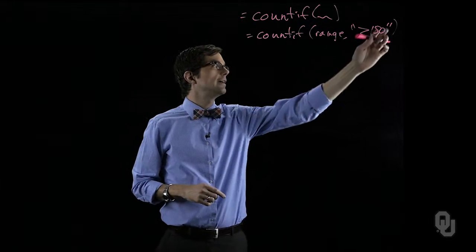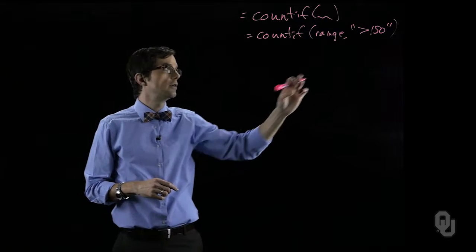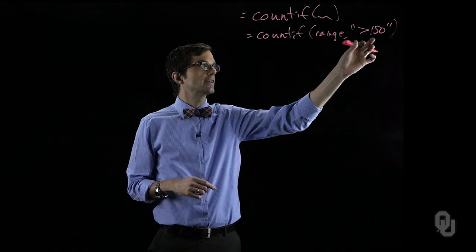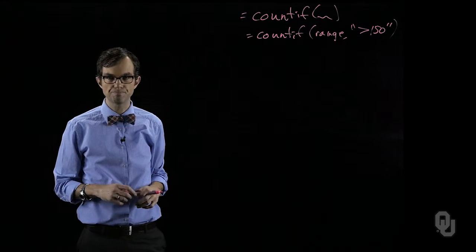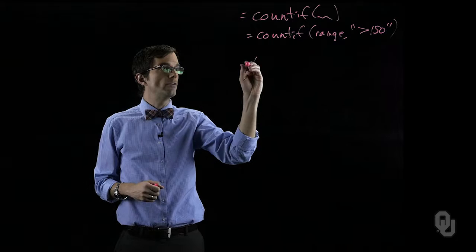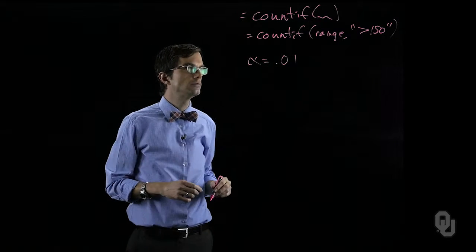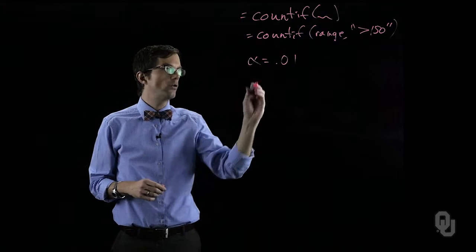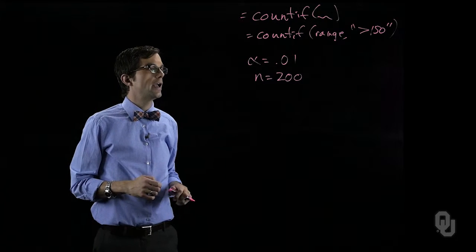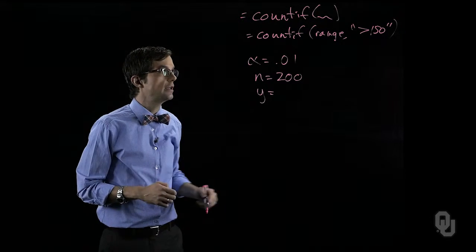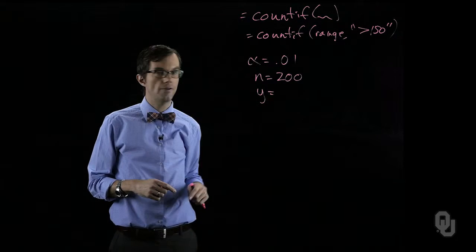And they've got a weird way of writing that criteria. You should really look at the Excel help function to figure out exactly how this should be written. But in this case, it's written with quotation marks around it. Okay. So now we know that we want a 99% confidence interval, so alpha is 0.01, and we know that the sample size is 200. And we know how many customers wait longer than 150 seconds based on this COUNTIF function.